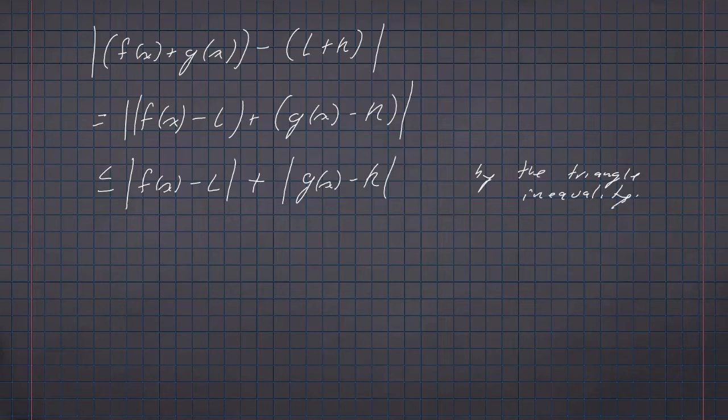So we'll introduce the triangle inequality here to make this a little bit more manageable. And of course, we know that the absolute value of f of x minus L is less than epsilon over 2. And we know that the absolute value of g of x minus k is also less than epsilon over 2. And epsilon over 2 plus epsilon over 2 is epsilon. So we have the absolute value of f of x plus g of x minus L plus k is less than epsilon, which is the definition of limit as x approaches c of f of x plus g of x is equal to L plus k.